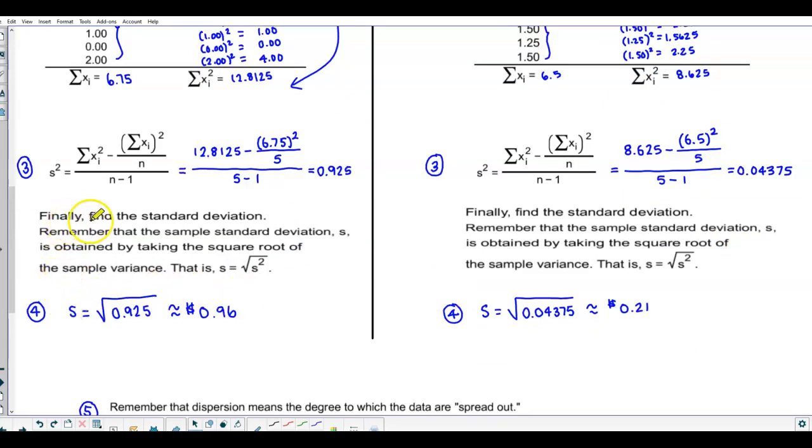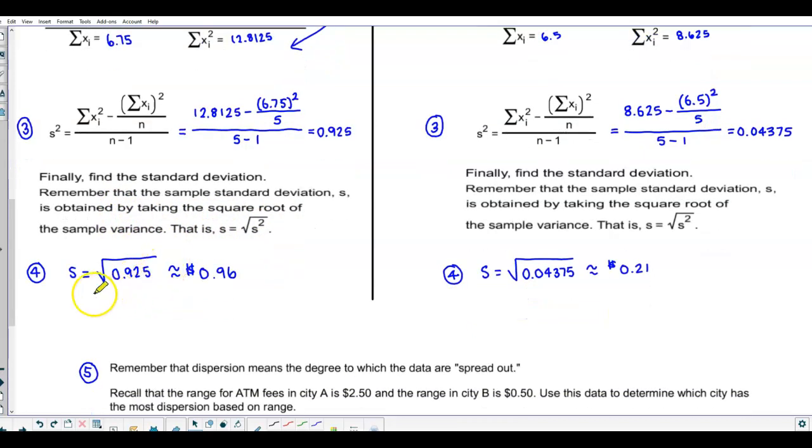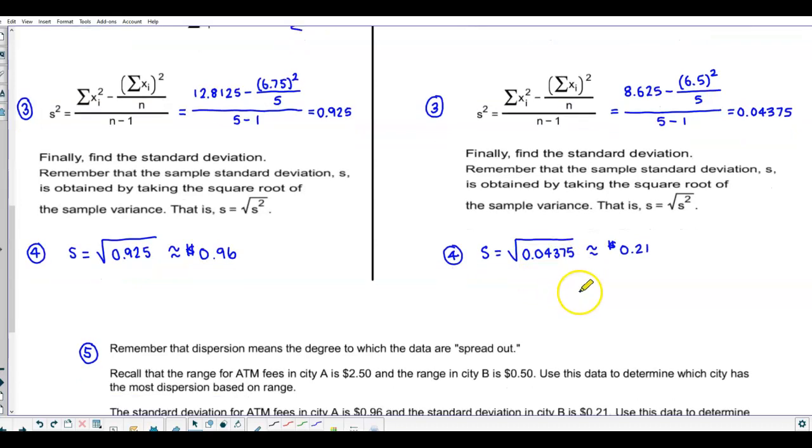Now in step 4, finally, we're going to find the standard deviation. Remember that the sample standard deviation S is obtained by taking the square root of the sample variance. So S is going to equal the square root of 0.925, which is approximately 96 cents. Over here, likewise, the sample standard deviation is the square root of the variance, which is the square root of 0.04375, which is approximately 21 cents.